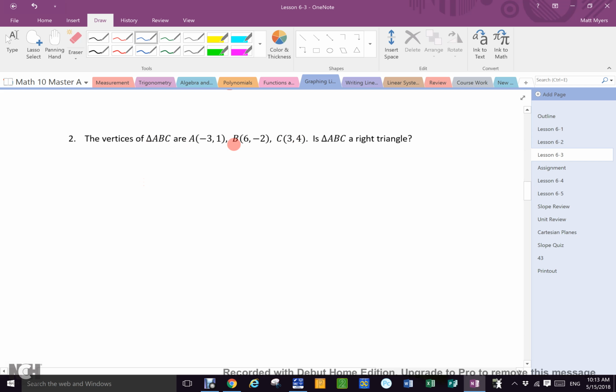I want to know if this is a right triangle. If it's a right triangle, what does that mean? I have one corner that's 90 degrees, correct? So I have two options here. I could check all of these corners, couldn't I? That would require checking 6 slopes, wouldn't it? But I only need one corner, don't I? Is there a way I can cut down my workload? Aiden?